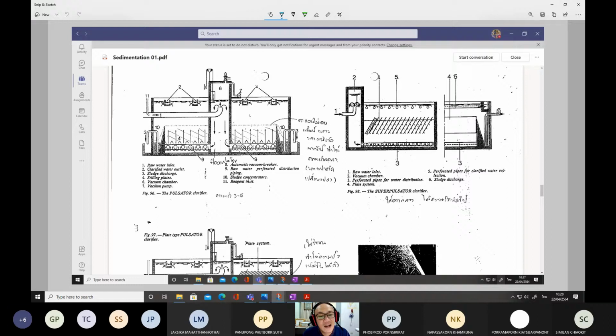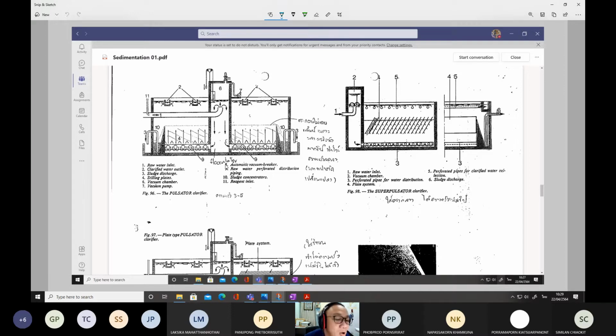These types of tanks are also used by the Metropolitan Waterworks Authority at the Mahasawat water treatment plant. If you have a look at the video clip that I left in Microsoft Teams, I think you will find photographs of this chamber, but you may not know what it is and how it works. This tank is also a combined flocculator and sedimentation tank.